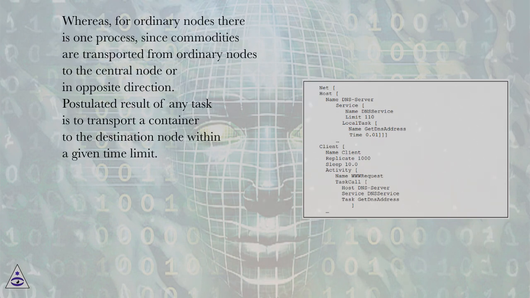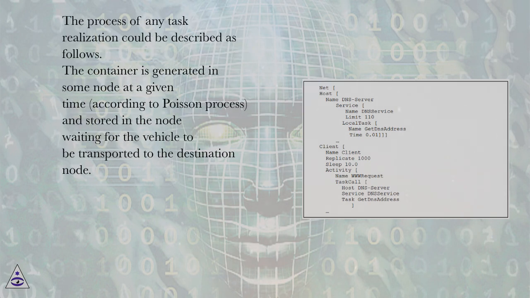Whereas for ordinary nodes there is one process, since commodities are transported from ordinary nodes to the central node or in the opposite direction. The postulated result of any task is to transport a container to the destination node within a given time limit. The process of any task realization could be described as follows. The container is generated in some node at a given time, according to a Poisson process, and stored in the node waiting for the vehicle to be transported to the destination node.